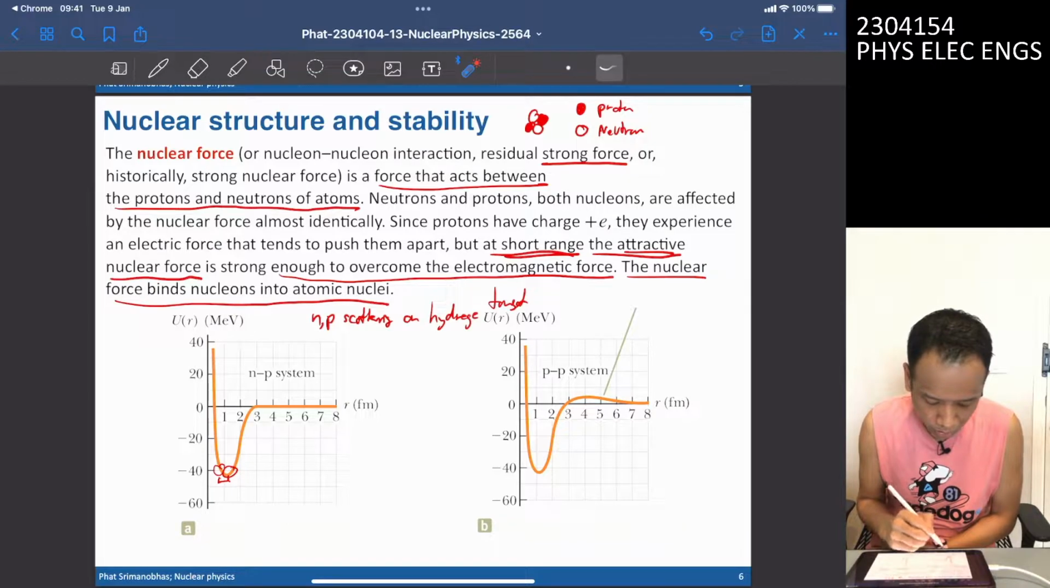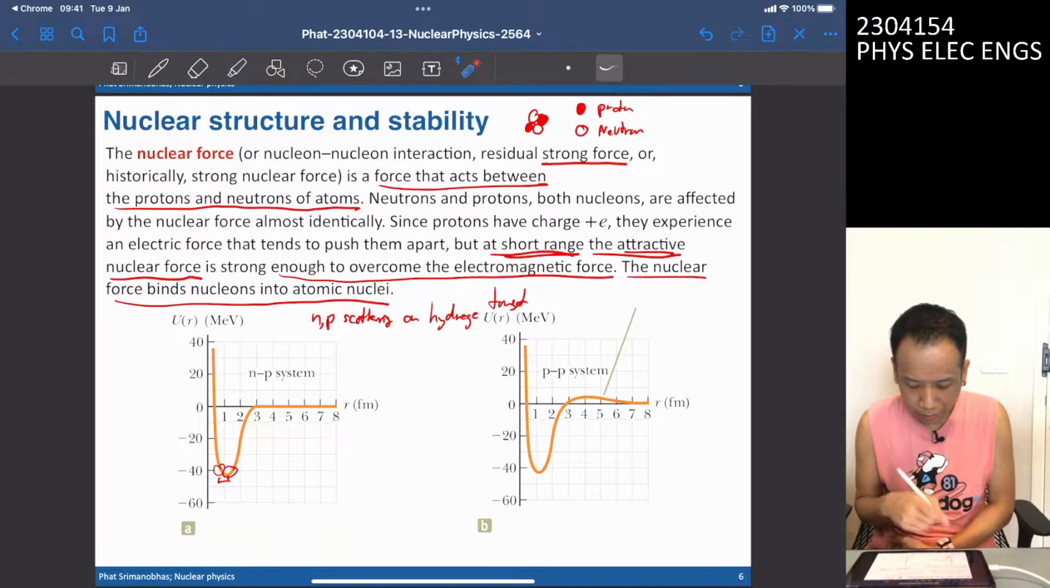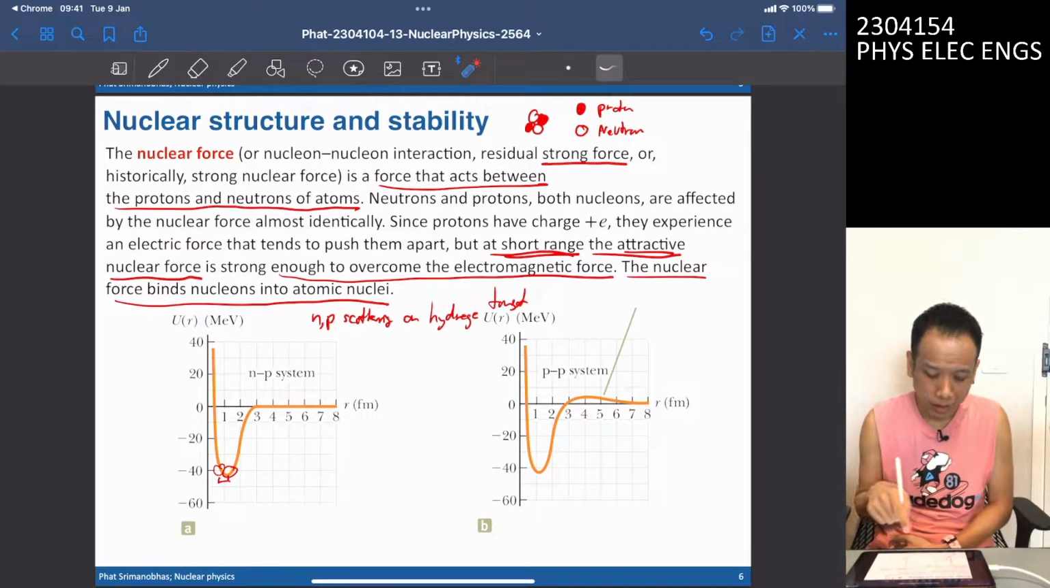Okay, so this is the plot between the potential and the distance. You can see that the size of the potential is roughly a femtometer. The difference between the left and right parts is that the left one is neutron and proton. Neutrons have no charge, so there is no electromagnetic force acting on this system.